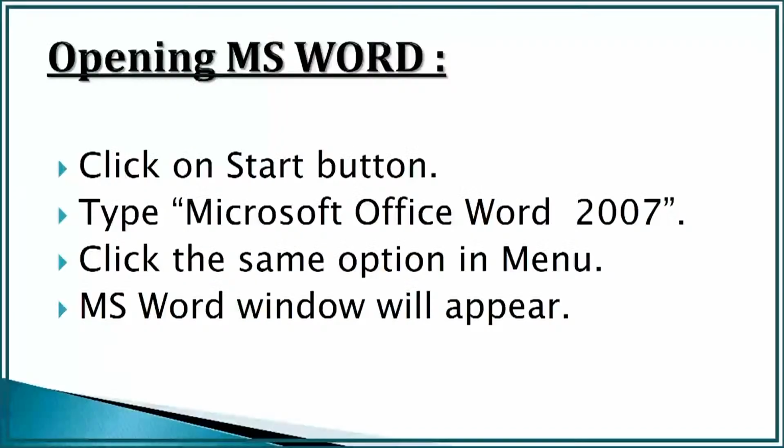So how do we open MS Word? It is very simple. As we open any other application in any computer, we will press the start button and then write MS Word or Word 2007, or whichever version you have in your system. Then we can open MS Word.